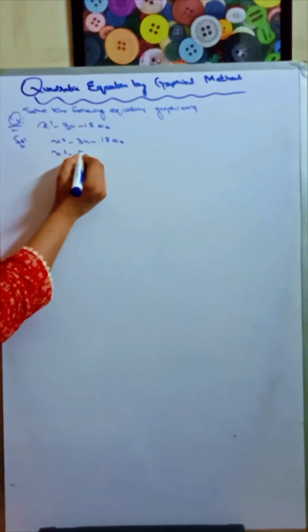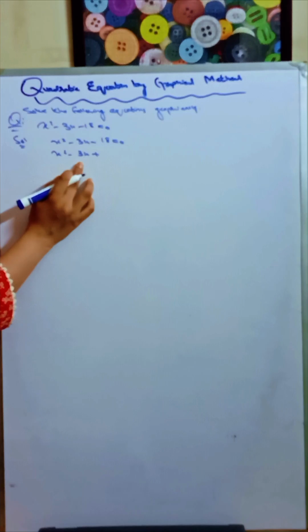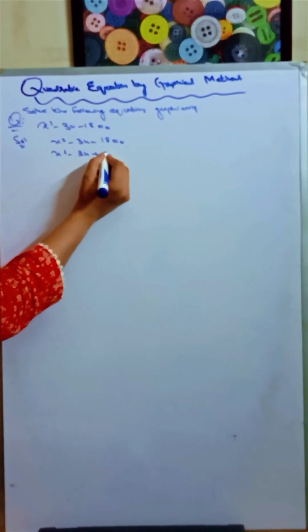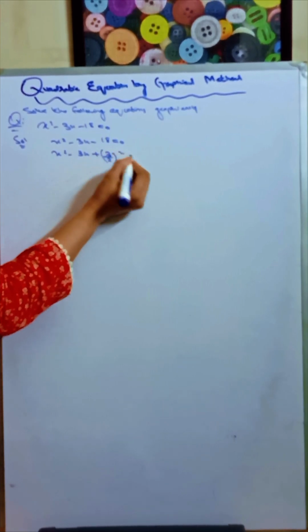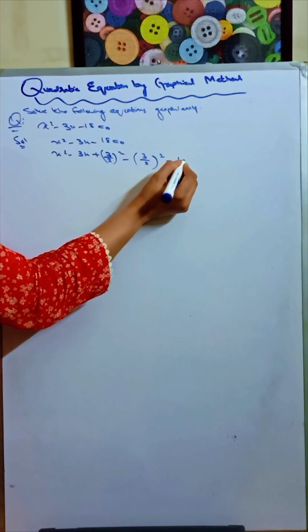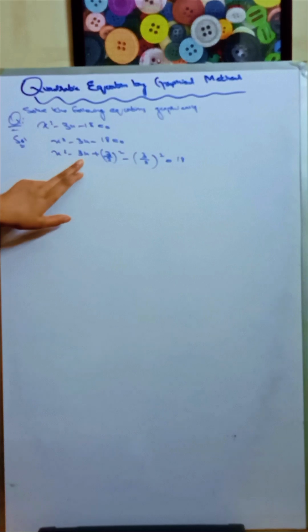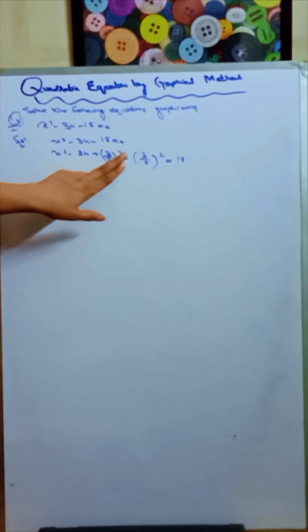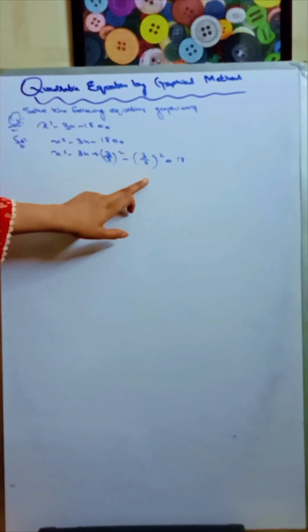x square minus 3x plus half of the coefficient of x, that is 3 by 2, 3 by 2 whole square, one time add, one time subtract, equals to 18. Any problem here? I hope not. Half of the coefficient of x, that is 3 by 2 whole square, one time add, one time subtract.